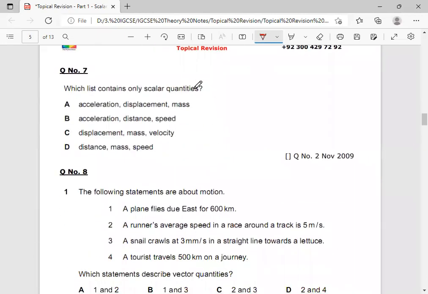Which list consists of only scalar quantities? Acceleration vector, vector, distance, mass, and speed. Scalar, scalar, scalar. So option D is the correct answer.